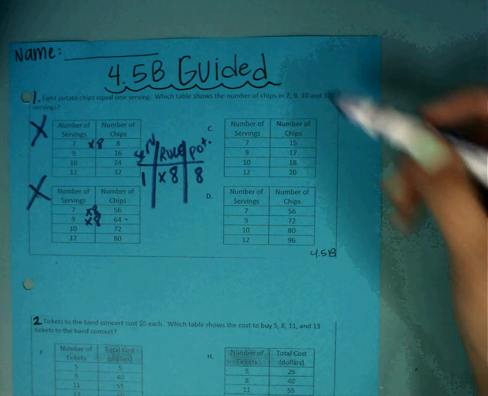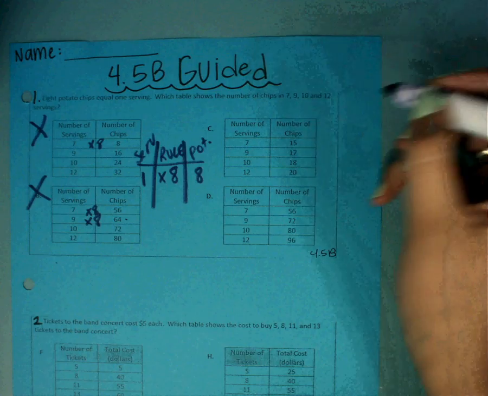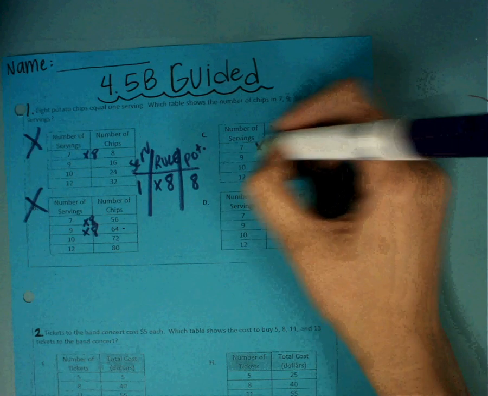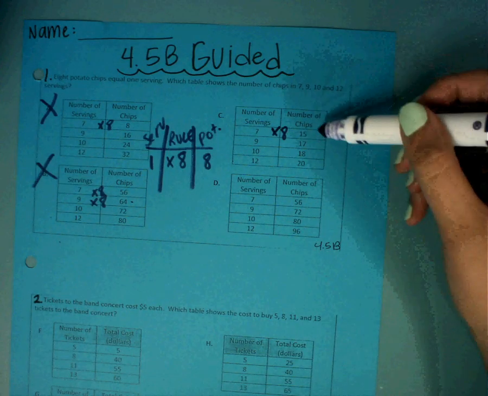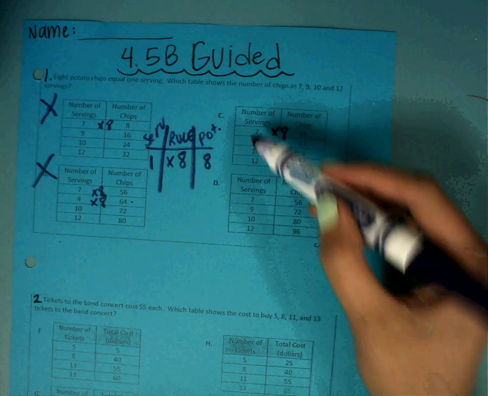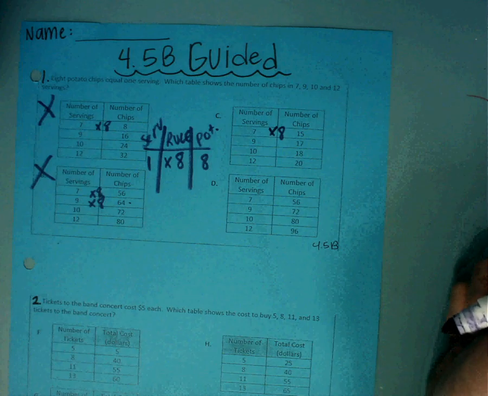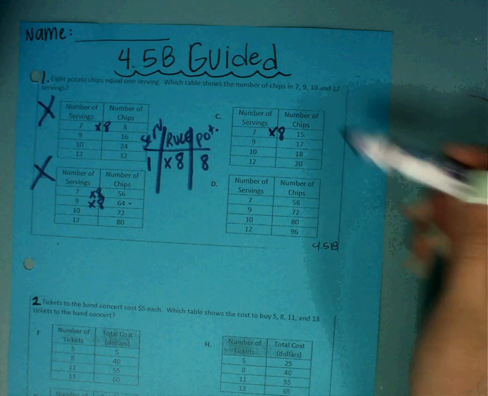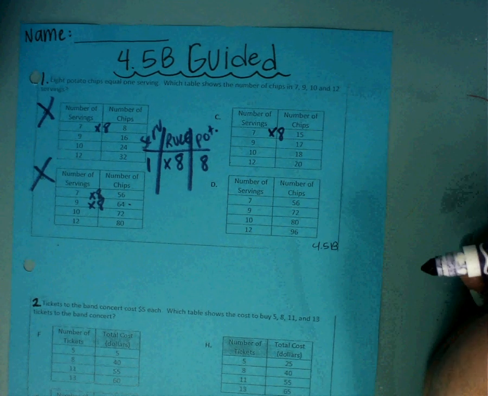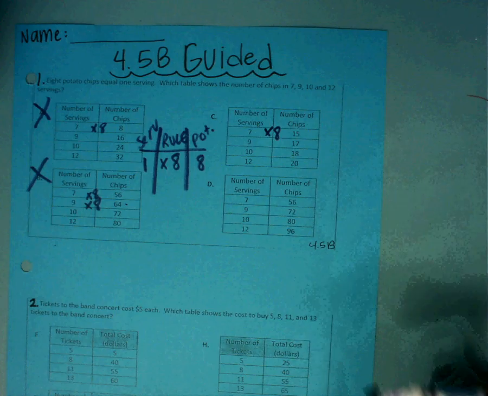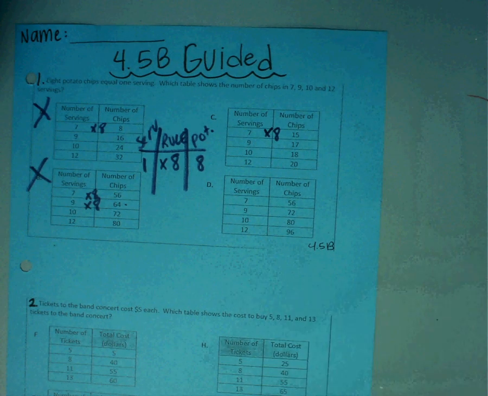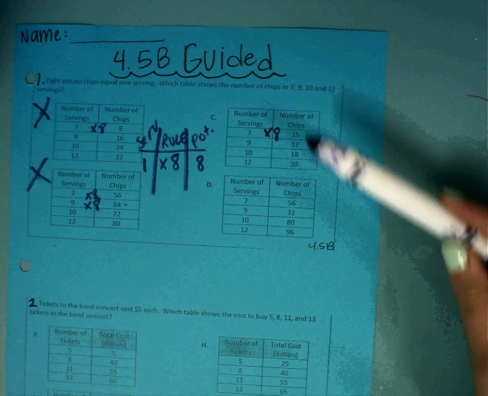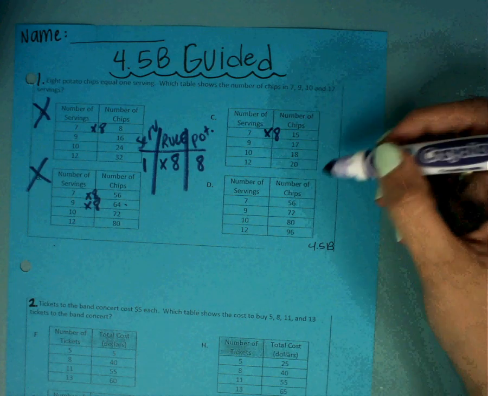Okay, let's look at this one right here. 7 times 8 equals 15? Well, no, it doesn't. But you know how they got that? They said 7 plus 8 is 15. 9 plus 8 is 17. Why isn't it plus 8? Because if 8 potato chips are in 1 serving, that means there's 8 potato chips for every single other serving. That's why that can't work.